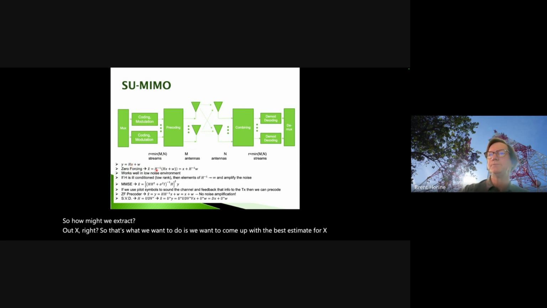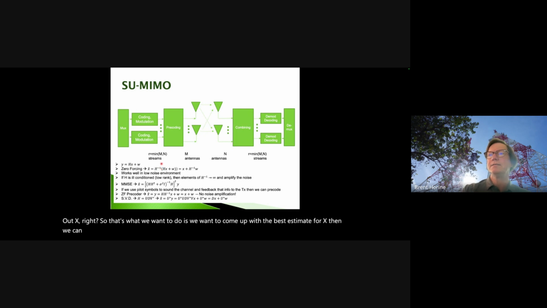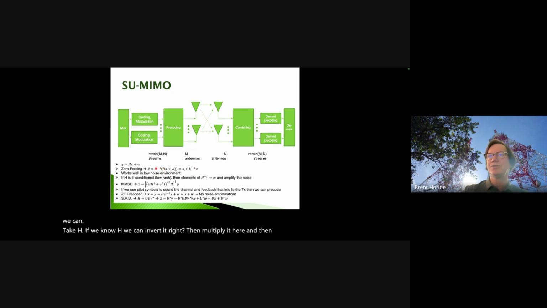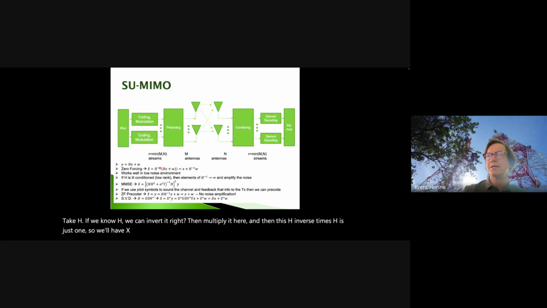Then we can take H. If we know H, we can invert it, right? Then multiply it here, and then H inverse times H is just 1. So we'll have X plus H inverse times the noise, right? And that would give us an estimate of X. And that would work well in a low noise environment, right?